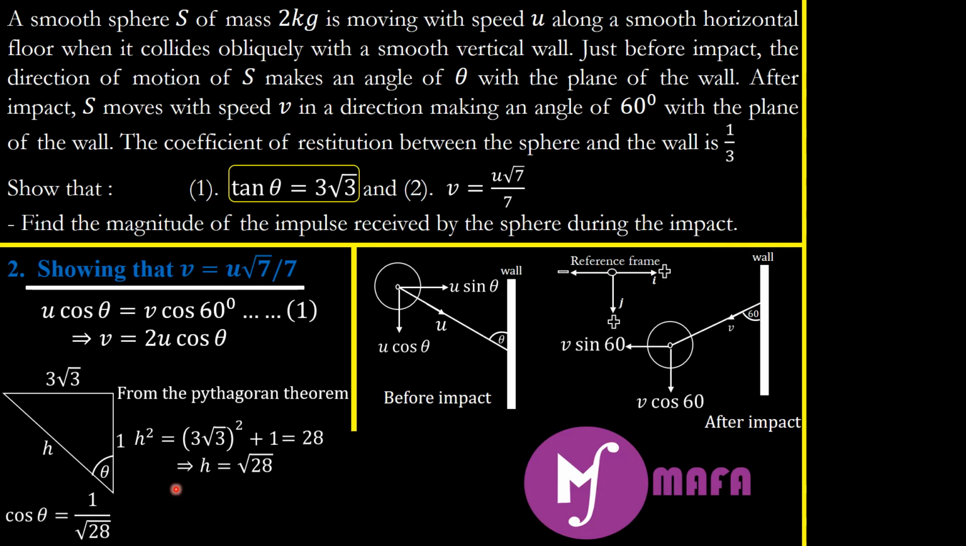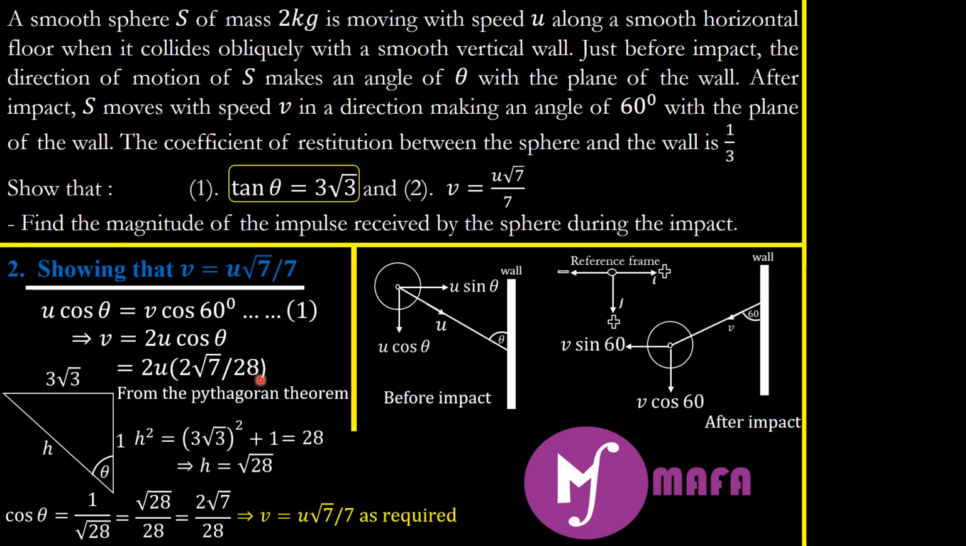Now what is cos theta? Cos theta is adjacent, which is 1, divided by hypotenuse, and the hypotenuse is root 28. So we can rationalize, we get root 28 on 28, and we can simplify to get 2 root 7 divided by 28. Now from there, our speed v becomes 2u into 2 root 7 divided by 28. Simplifying perfectly, we arrive at the proof that v is equal to u root 7 divided by 7.